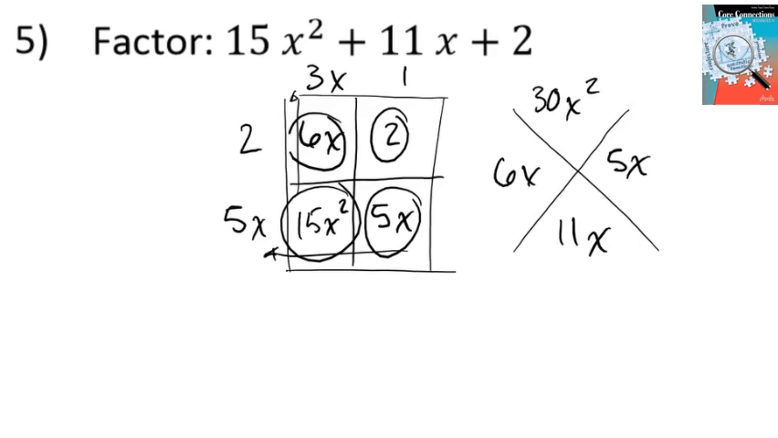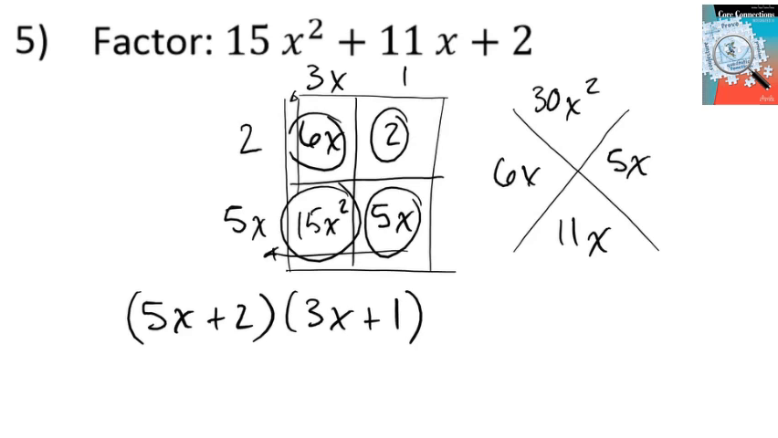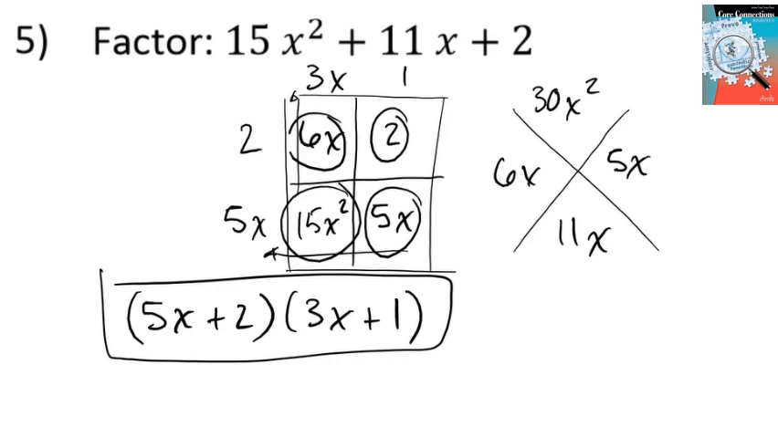So combining my two like terms, the factored form then is 5x plus 2 times 3x plus 1. So this is my answer. This is this quadratic trinomial in its factored form.